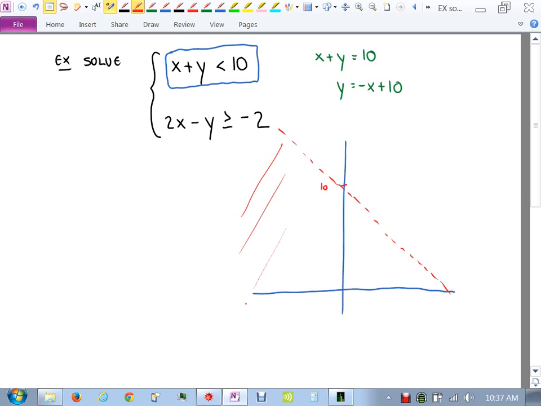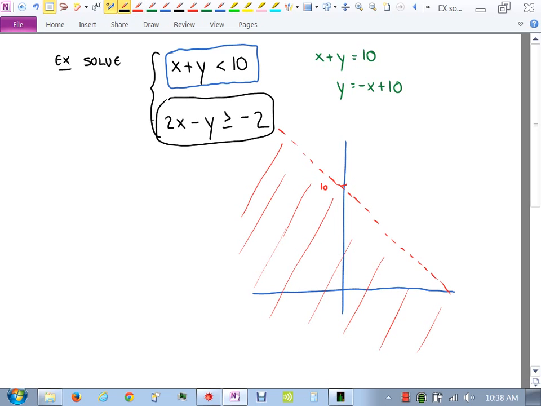Now I'm going to shade it a little different than before. Just real lightly, I'm coming in here with some red and I'm just shading below. Is that all right? That represents the first inequality, x plus y less than 10. The other one now I have to look at, right here. I'm going to have to come over here first and make it into an equation and solve for y.